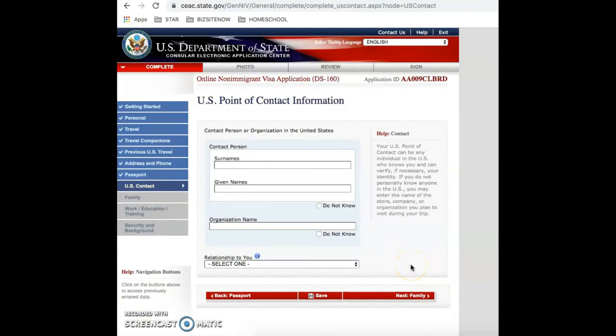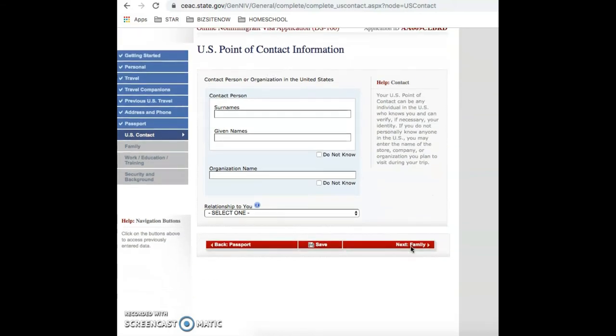After continue, lalabas na yung US point of contact information. If you remember then, isa sa mga ni-require namin sa inyo is dapat alam nyo kung saan kayo magsistay, kung kanino kayo magsistay, kasi talagang ilalagay nyo yan dito sa form. So kami, kung nakikinig kayo kanina pa, yung uncle ko, sa kanya kami lagi nagsistay, so I just put his surname and yung given name niya, yung first name niya. A given name is a first name. Pero kung dalawa yung pangalan mo, first names na rin yun.